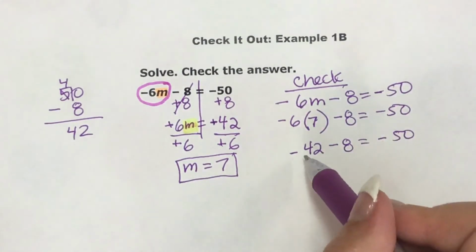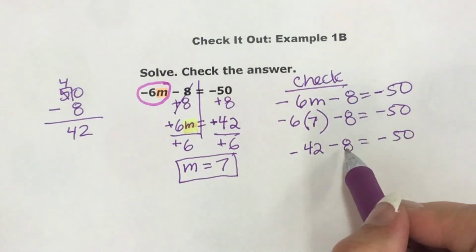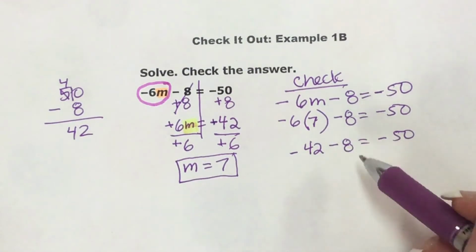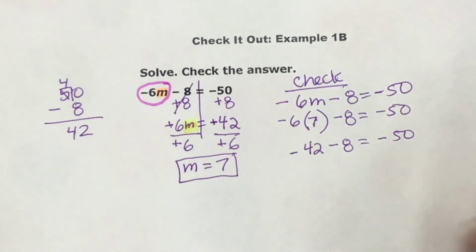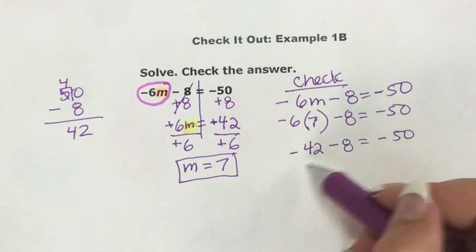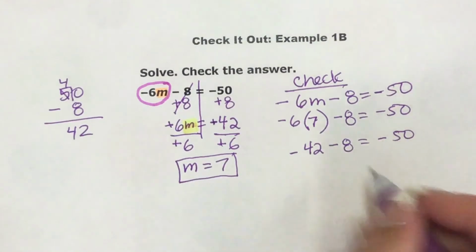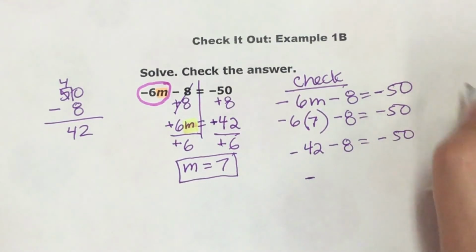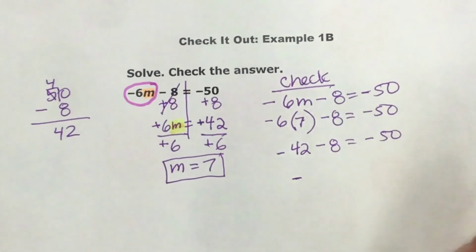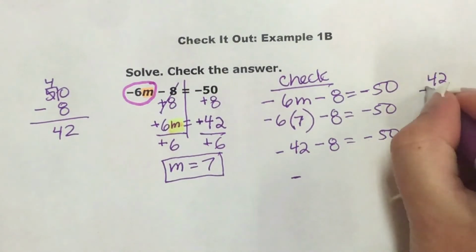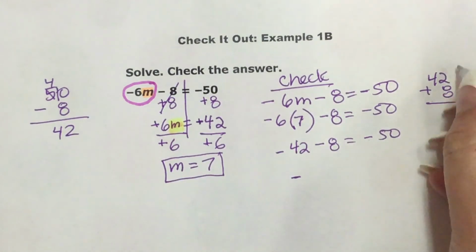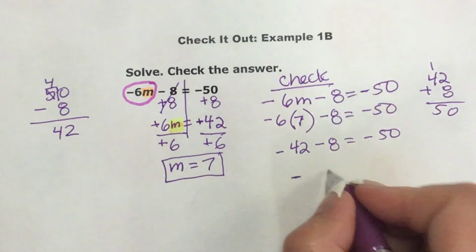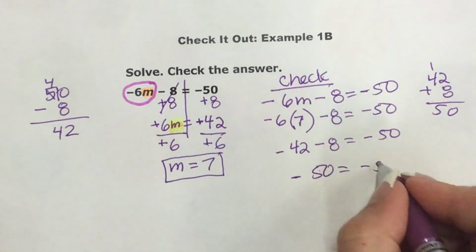Now I'm right here. I have a negative 42 and a negative 8, or negative 42 minus 8. So I have a negative and a negative. Whenever I have two negatives like this, I add the numbers together and keep the negative. So my answer is going to be negative, and I'm just going to add those two numbers together. 42 plus 8 over here on the side. 2 plus 8 is 10. Write the 0, carry the 1. 1 plus 4 is 5. So it's going to be negative 50, which is the same thing as negative 50.